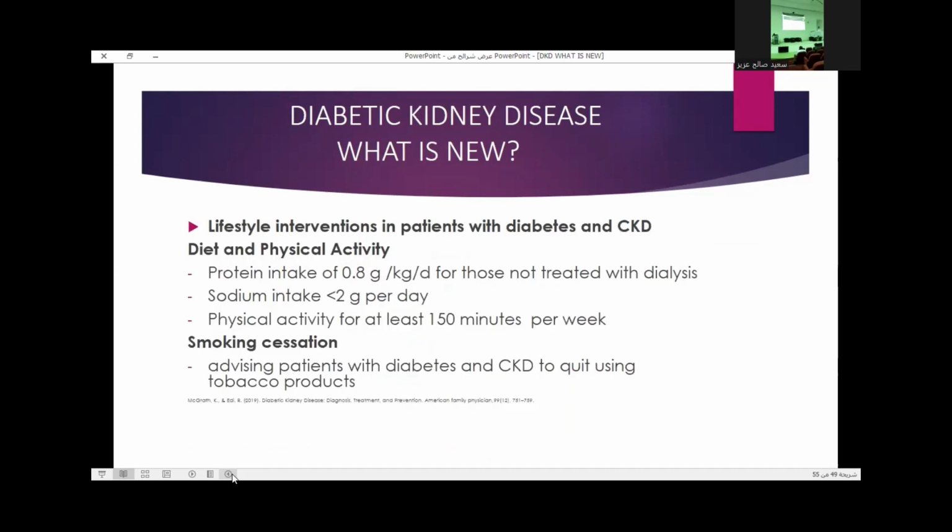Then the third target was the lifestyle intervention in a patient who has diabetes and chronic kidney disease, and this is the same as all other guidelines recommended. Patient should be on a DASH diet, should have a sodium intake less than 2 grams per day, should be exercising for at least 150 minutes per week, and the protein intake should be limited to 0.8 grams per kilogram per day for the patient who is not on dialysis, because dialysis will have a different equation. And we advise the patient to stop smoking.